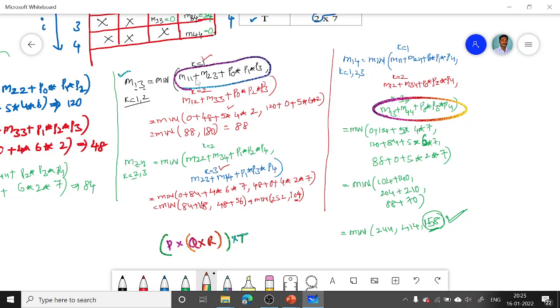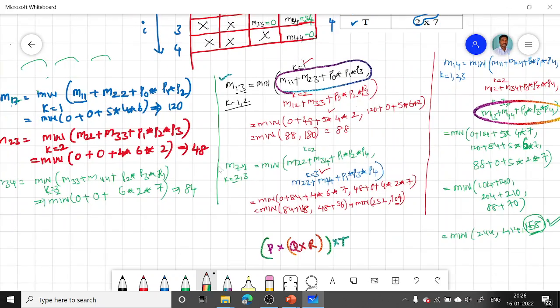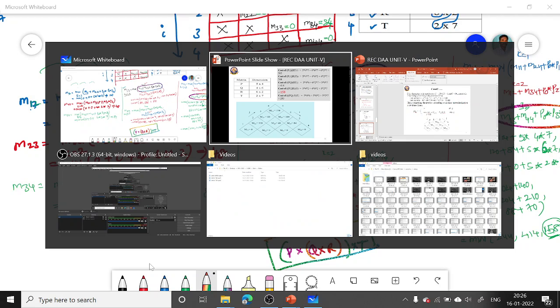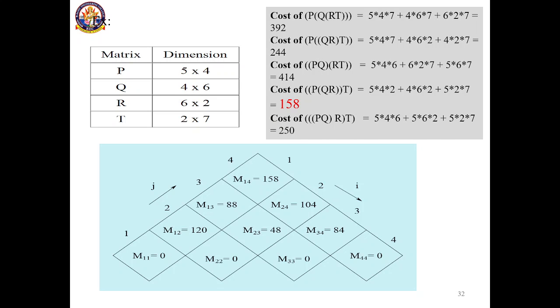So 1, 1 and 2, 3. So go for the 2, 3. For the 2, 3, we have only one possibility, so you must consider it as 2 and 3, nothing but Q and R. So for this possibility, we will get the minimum number of multiplications. That is the 158. So this is the minimum number of multiplications we have.